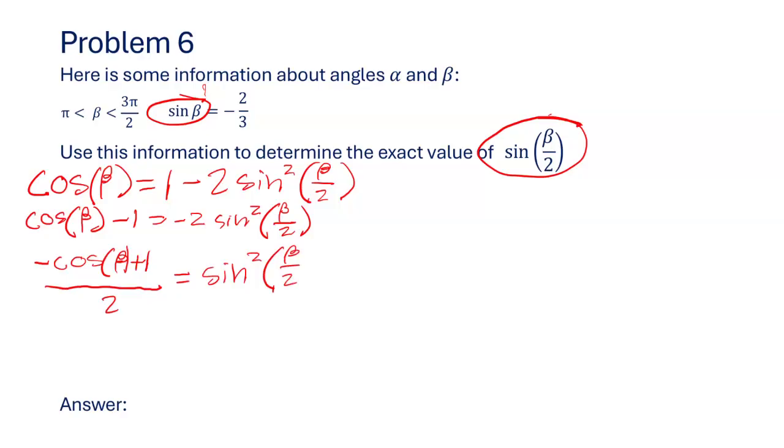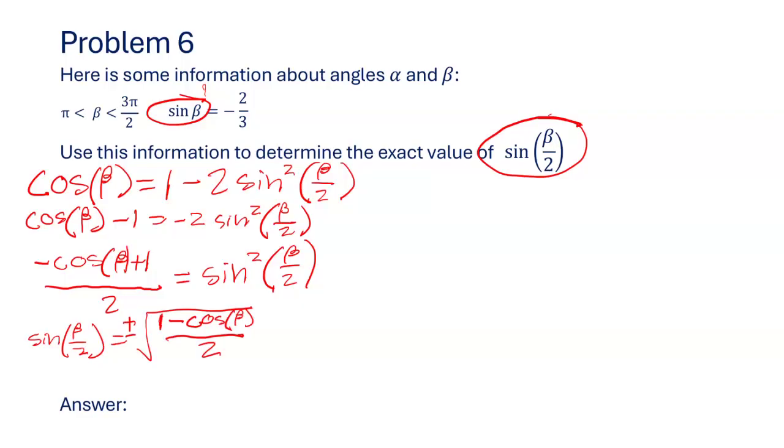Okay, we're close. Now we just have to get rid of this squared, so we can square root this to get sine of beta over 2 equals the square root, and remember the plus or minus square root of, I'm going to switch the order of this 1 and cosine, but it's still the same thing, 1 minus cosine of beta over 2.